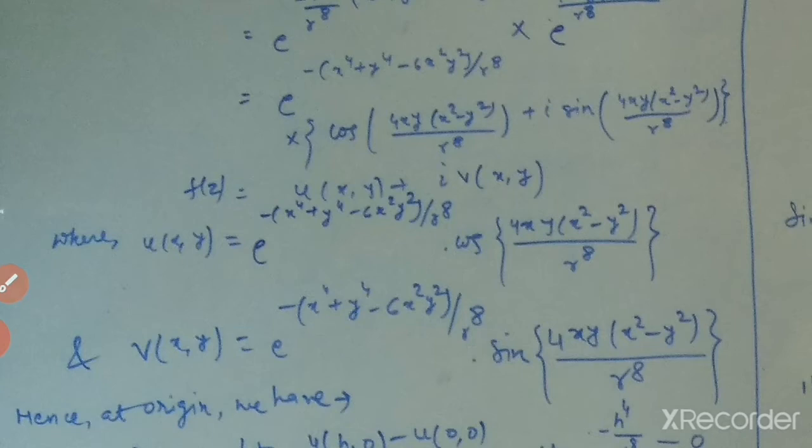So here u(x,y) equals e to the power minus (x^4 + y^4 - 6x^2y^2) divided by r^8, into cos(4xy(x^2 - y^2)/r^8).